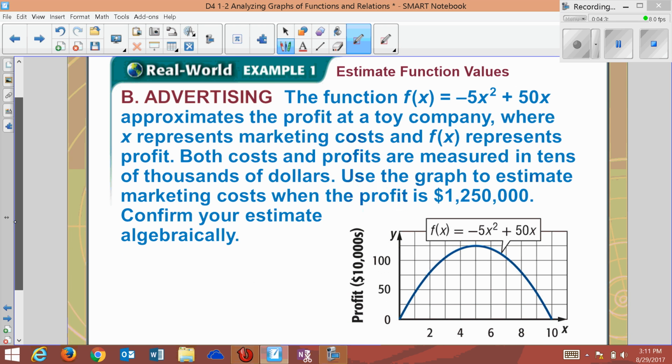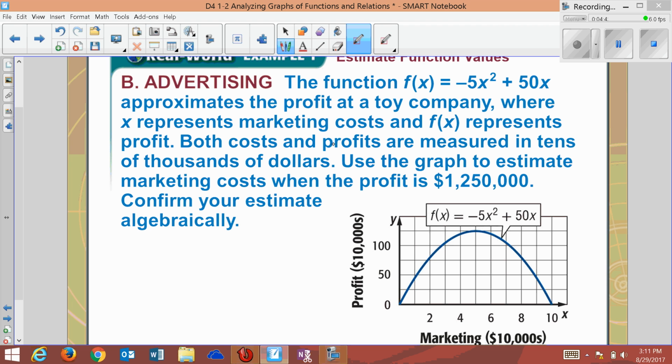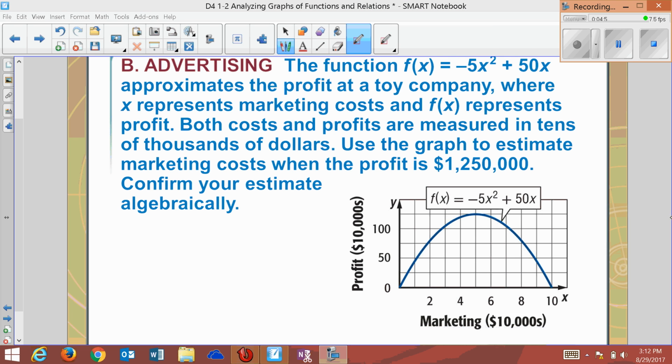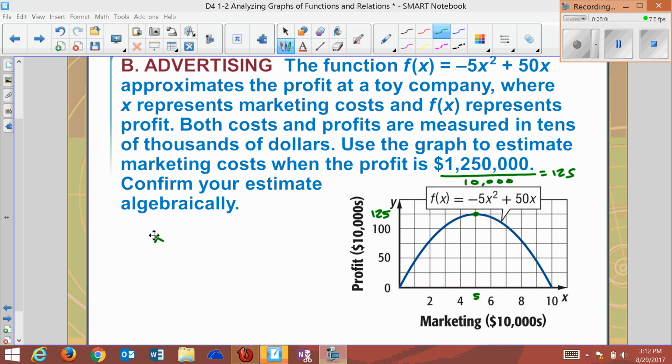Okay, here's a second example. Same problem, but this time, what's different is it says use the graph to estimate the marketing cost. So we're going backwards when the profit is 1.25 million. So now we go to 1.25 million. So 125 is here, which is what that is when we divide it by 10,000. And when I look at that value, it's right here, and x equals 5 there. So it appears that x would equal 5, or the marketing cost is $50,000.